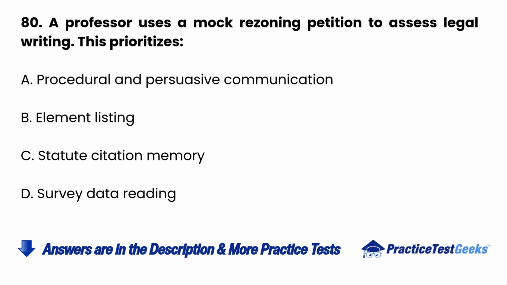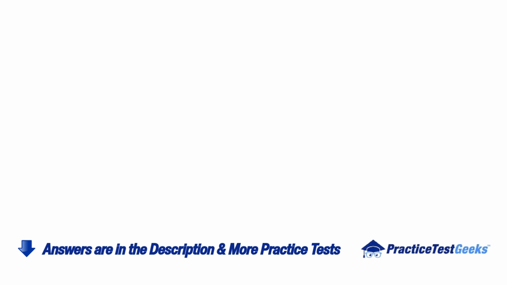80. A professor uses a mock rezoning petition to assess legal writing. This prioritizes A. Procedural and persuasive communication. B. Element listing. C. Statute citation memory. D. Survey data reading.